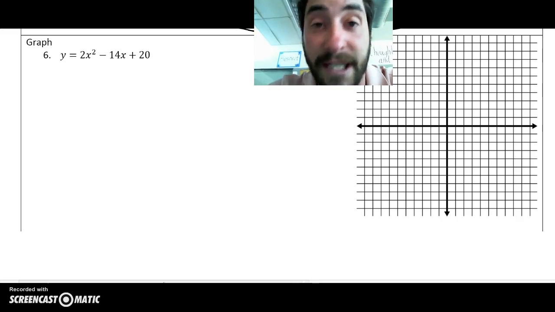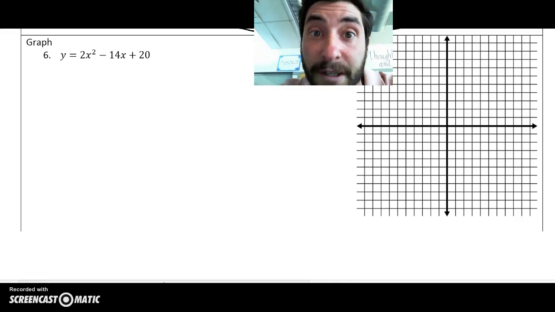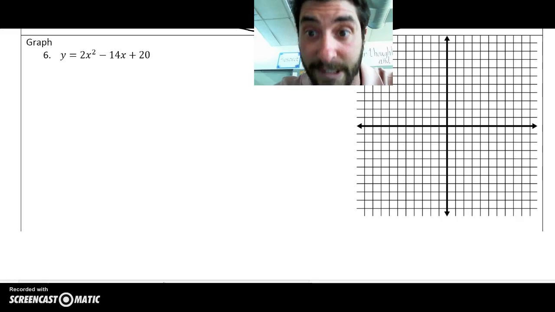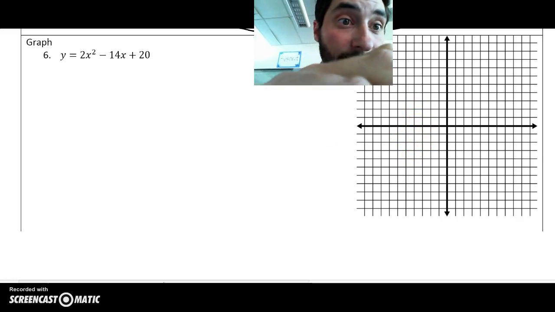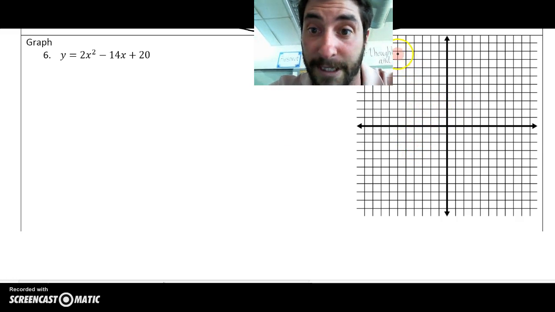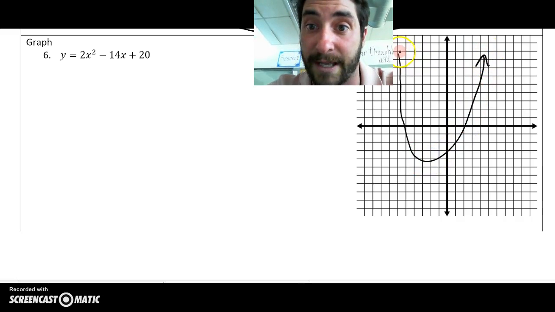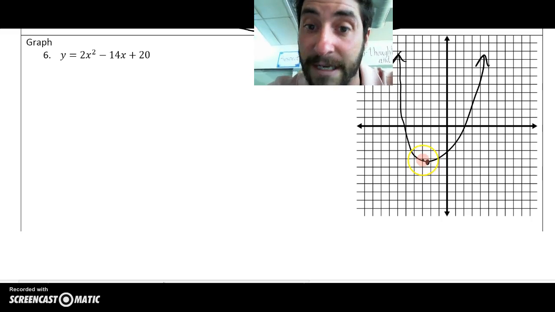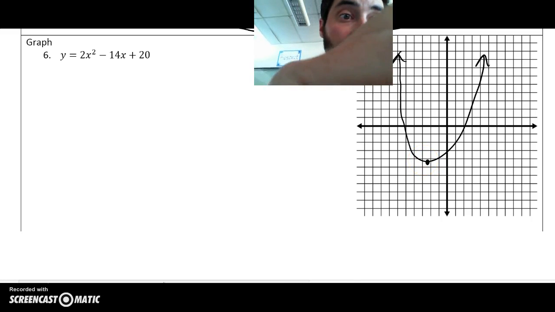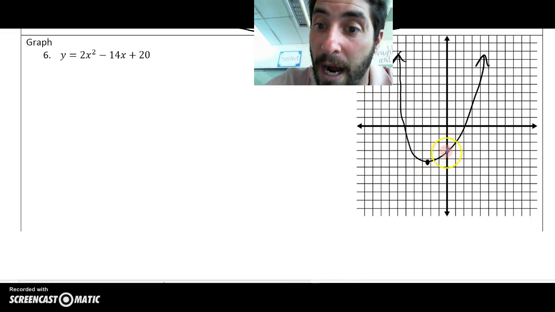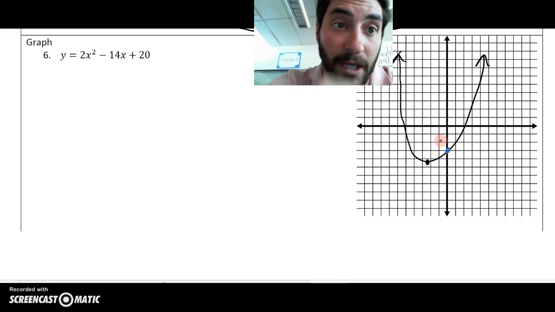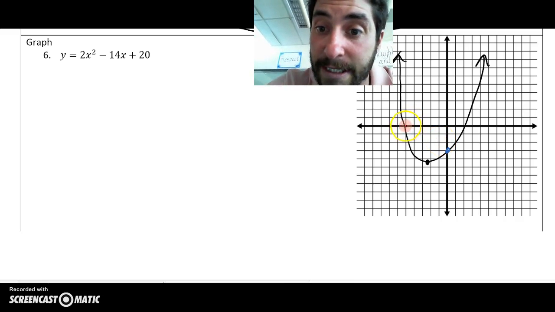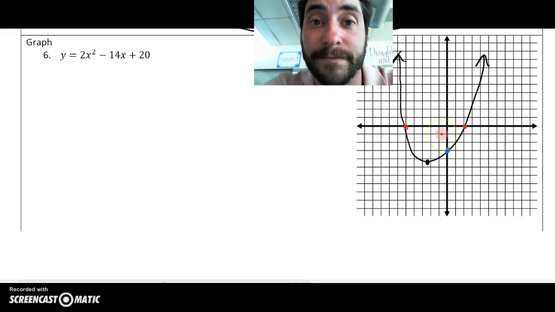Let's graph this quadratic. Not that big of a deal. We need to find 3 key characteristics, right? The vertex. If I'm going to sketch this, it looks like that. That's very sloppy. But we're looking for the vertex, the y-intercept, and the x-intercepts.